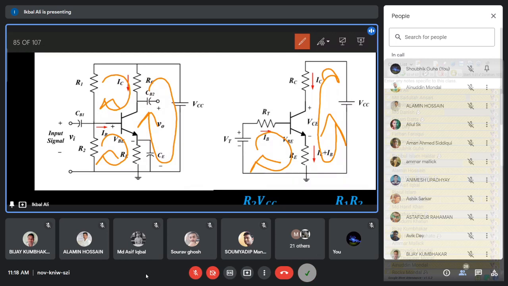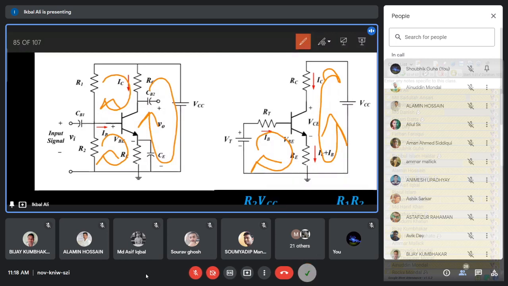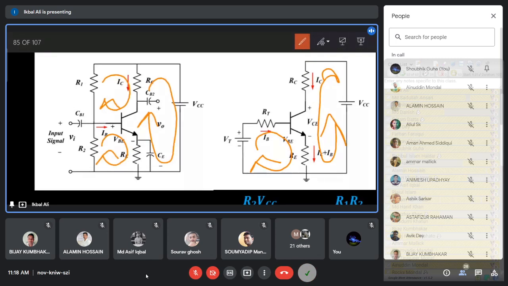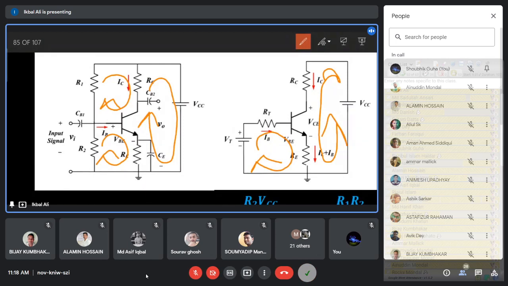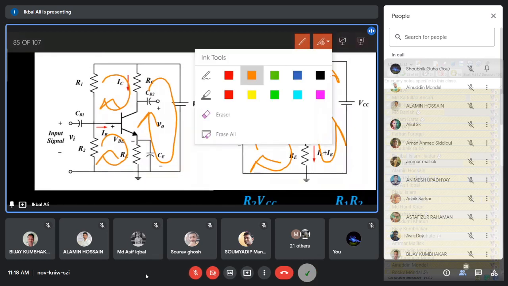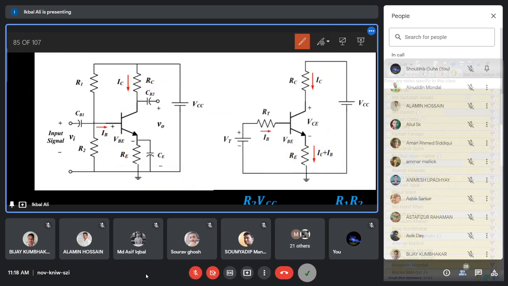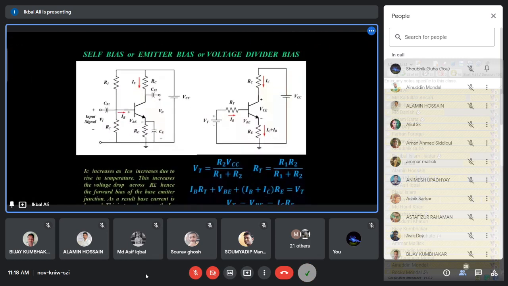After you apply the Thevenin's theorem, now the circuit is a simple one. You have only 2 loops, in the input side 1 loop and the output side another loop. So to analyze the circuit, this equivalent circuit will be much simpler to handle. That is why we have simplified this one. Have you got this one?